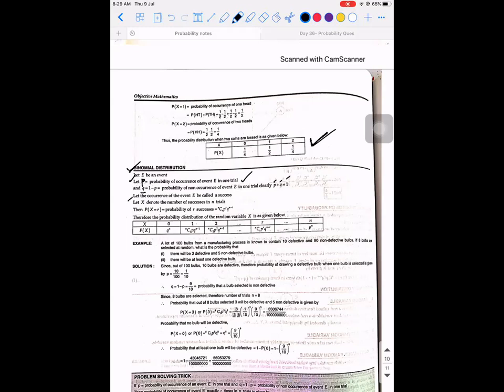Let the occurrence of the event be called success. Let X denote the number of successes in n trials. You don't know when the success is going to occur. It can be in any of the trials, depending on the condition I impose. Then the probability of X equal to r, that is, the probability of r successes, is given by nCr into p power r into q power n minus r. This is what is called the binomial distribution of probability, where p stands for the probability of success and q stands for the probability of failure.